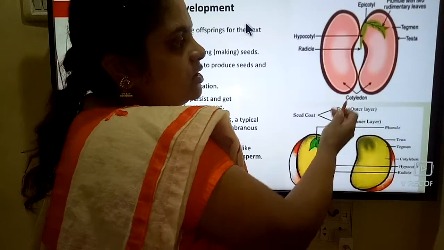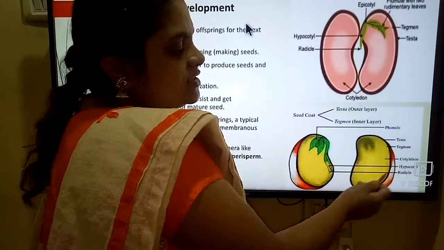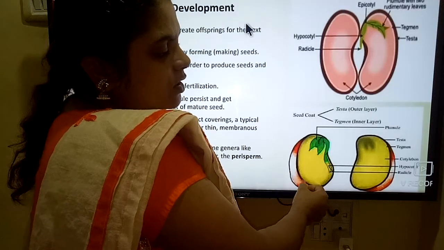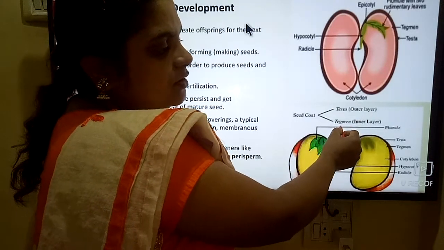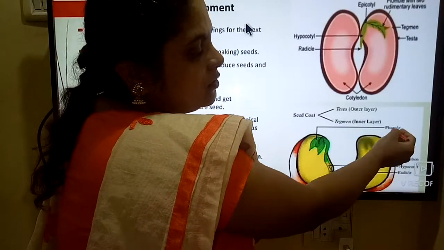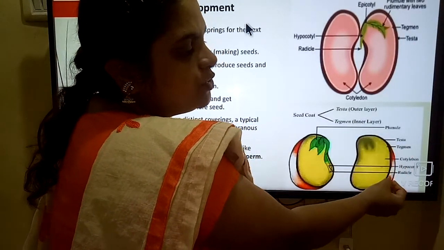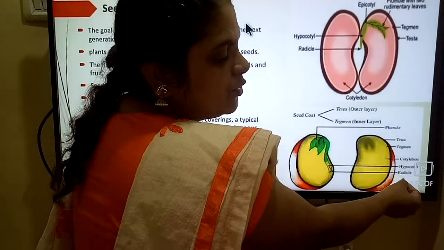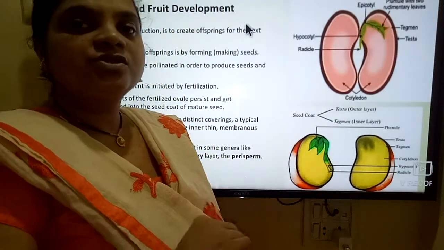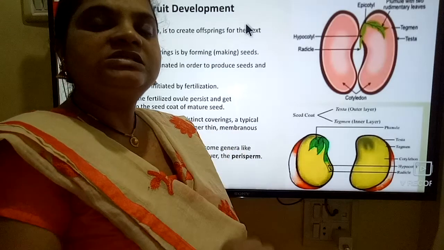Here the seed cotyledons get separated. We can easily make out the seed coat, which consists of the testa and tegmen, the outer layer and inner layer. Then this green part is the plumule, along with the cotyledons, hypocotyl and radicle. So this is the structure we observe in the seed.